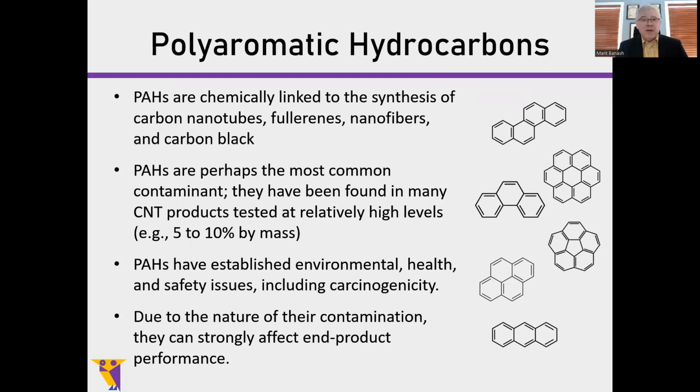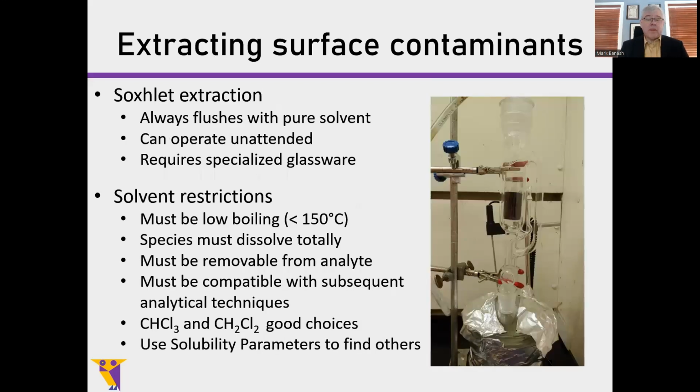So even out in deep interstellar space, where you find carbon nanomaterials, you find PAHs. They're perhaps the most common component in terms of being a contaminant, and they've been found at levels as high as 5 to 10% of mass. And they're also EHS hazards. They're carcinogenic. And because they absorb on the surface, they can strongly affect end product performance in things like composites. They're forming the interface between the nanomaterial and the matrix.